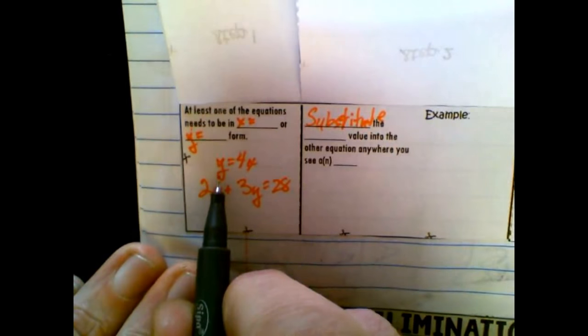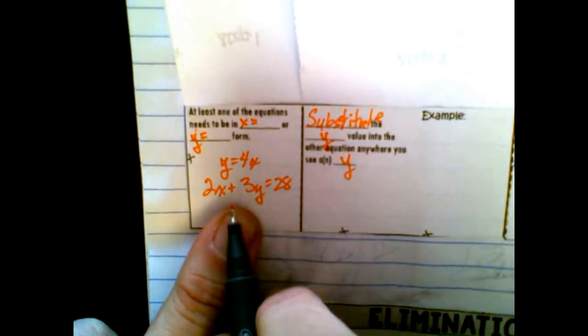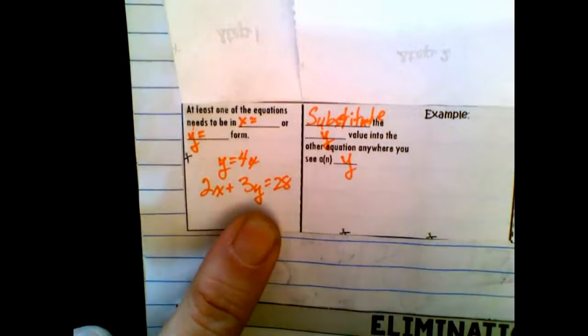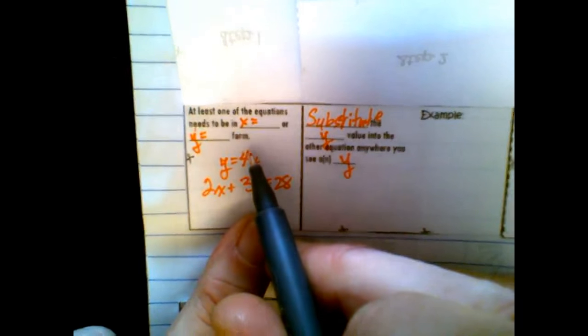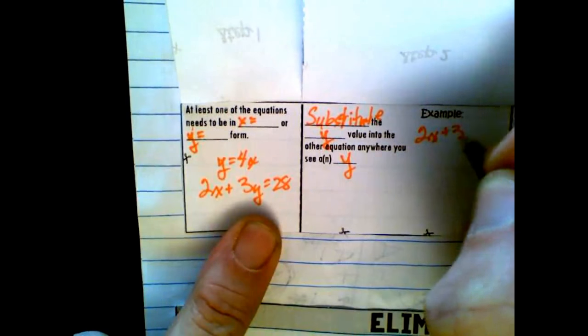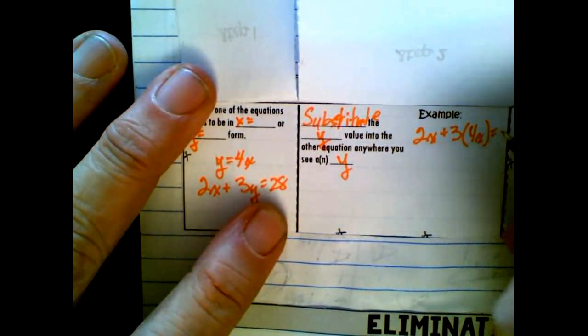Well, in this case, since we have y equals, we're going to substitute the y value into the other equation, meaning this one, any place we see a y. So, for example, using our system, instead of the 3y, instead of 3 times y, we're going to have 3 times 4x, because y is the same thing as 4x. So write 2x plus 3 times 4x equals 28.